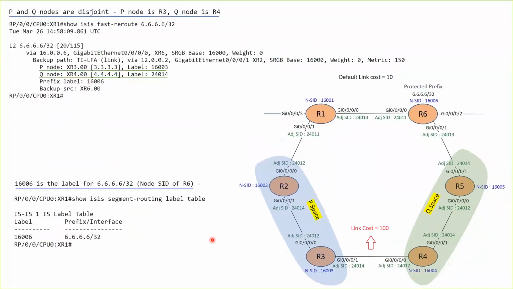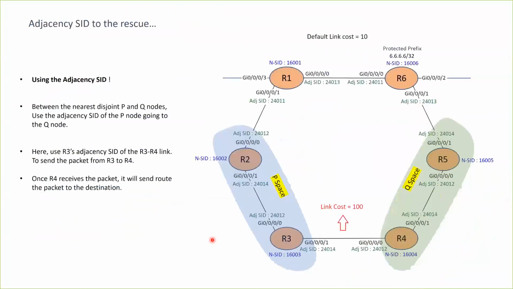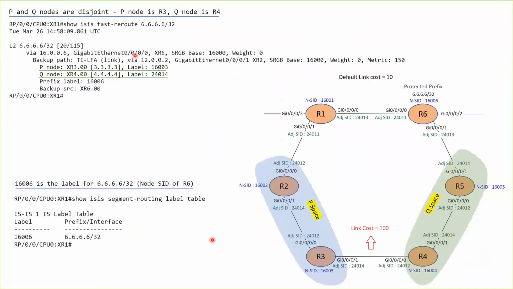Okay, so in this case, P and Q nodes are disjoint, right? If you do show ISIS fast reroute, it says my P node is R3, my Q node is R4. I don't have a common PQ, right? And what is my label to reach the P node? 16,003, which is the node SID of R3. What is the label to reach my Q node? It is actually the adjacency SID, 24,014.